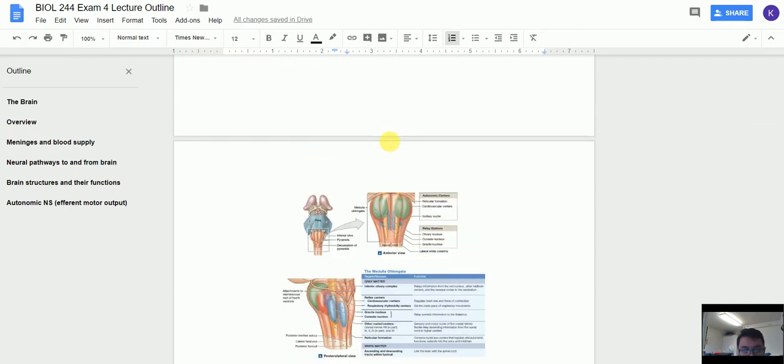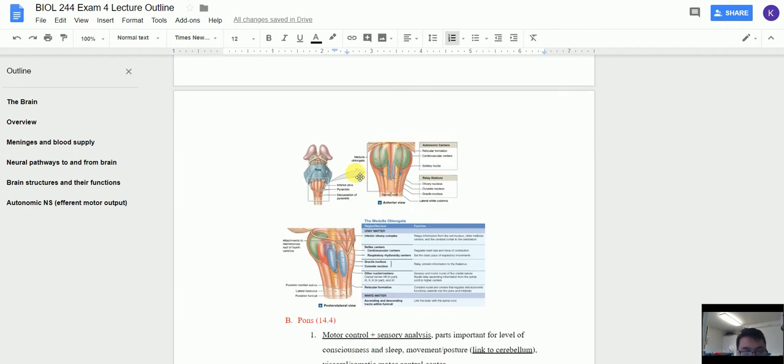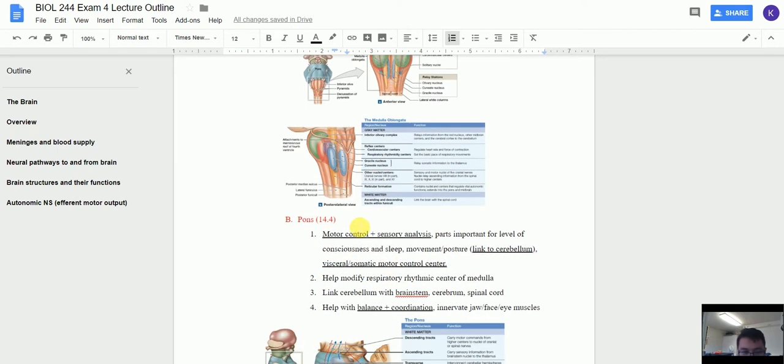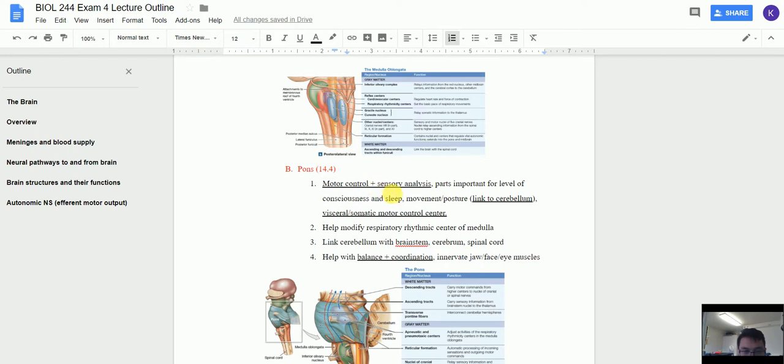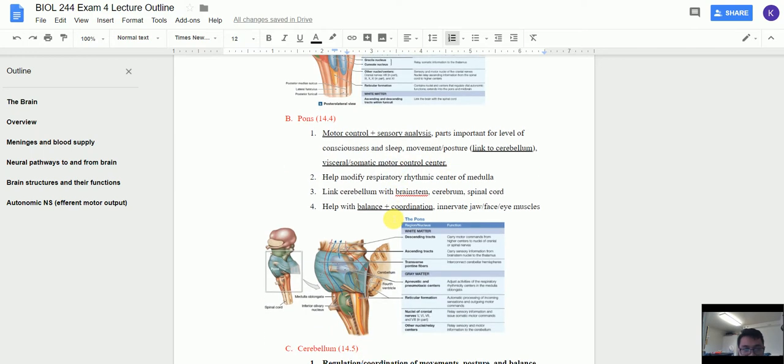Here are some pictures of the medulla oblongata. If you want to get more detailed you can, but for my example, you don't need to get too detailed. The pons is more on motor control and sensory analysis, consciousness, movement, posture. Next to the cerebellum, viscera, and somatic control centers.